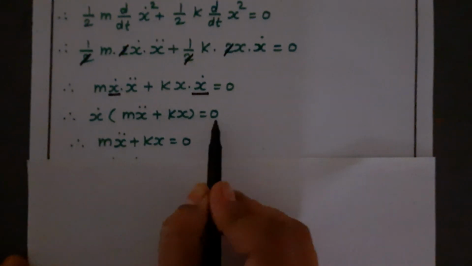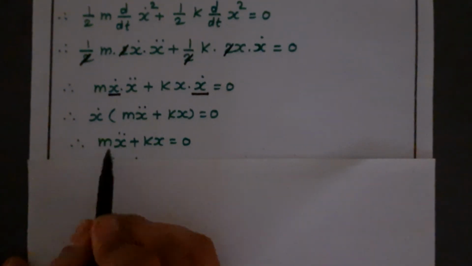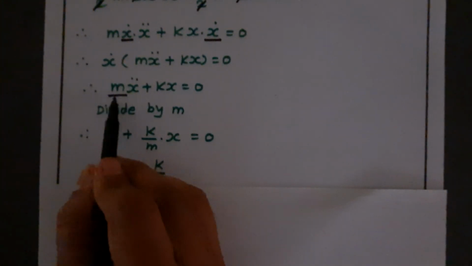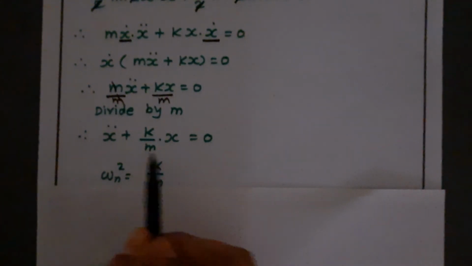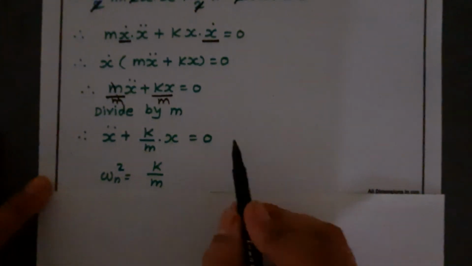Now after removing this x dot, therefore m x double dot plus k x is equal to 0. Now divide this equation by m. So we divided this by m. So m gets cancelled here, x double dot plus k upon m into x is equal to 0. Now this is our equation.